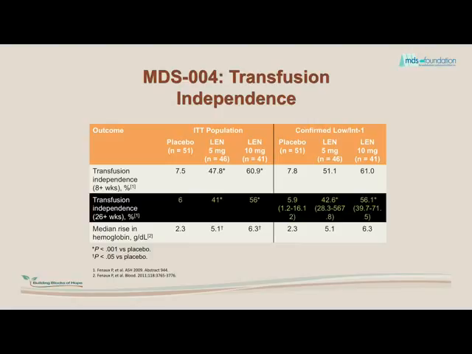If we look at those patients who achieved transfusion independence for over 26 weeks, 56% achieved durable transfusion independence with the 10 milligram dose, compared to 42.6% with the 5 milligram dose. The average rise in hemoglobin was best with 10 milligrams of lenalidomide, reaching 6.3 grams for patients with that dose compared to 5.1 grams for patients with lenalidomide at 5 milligrams daily.